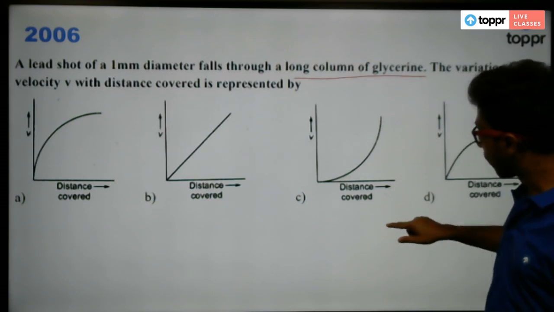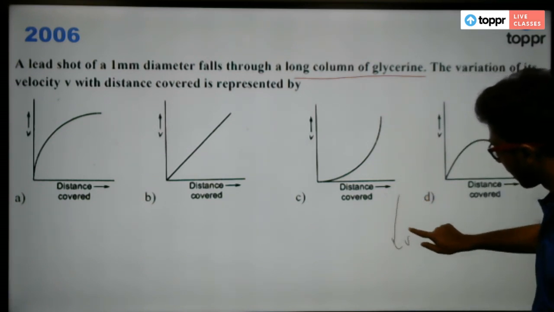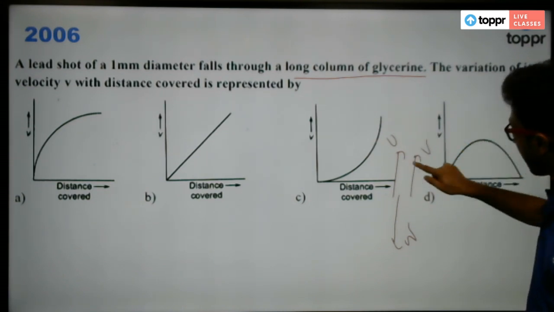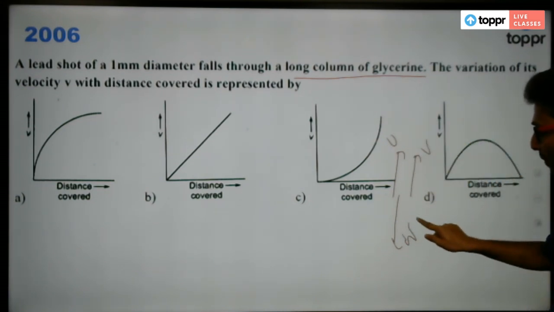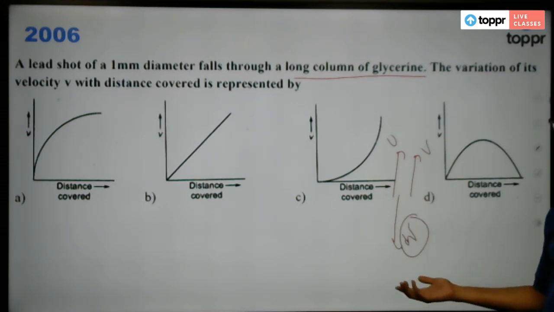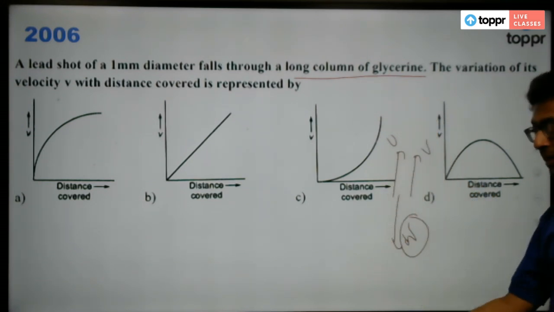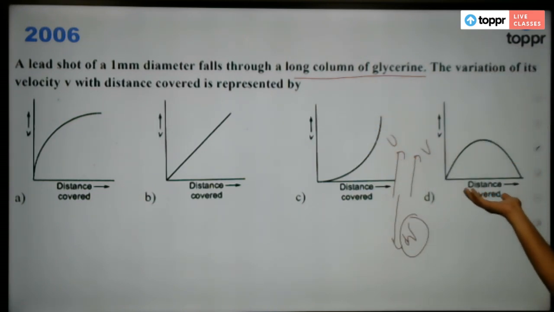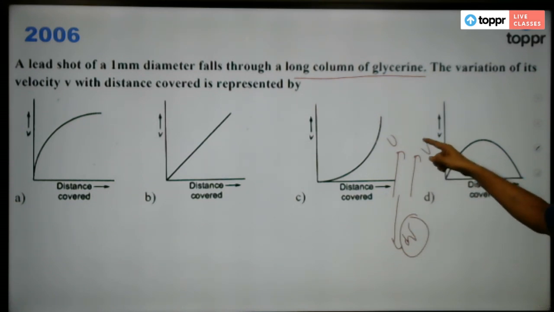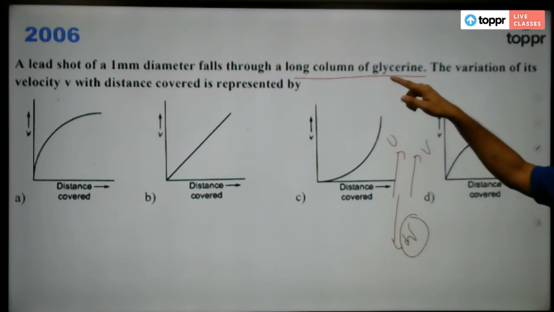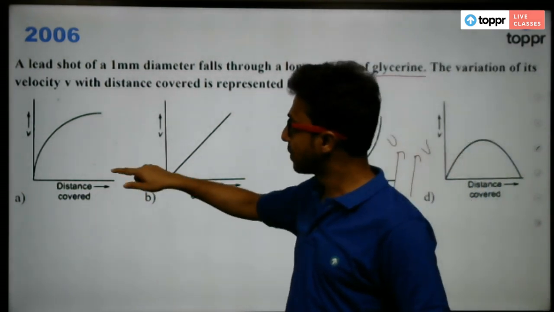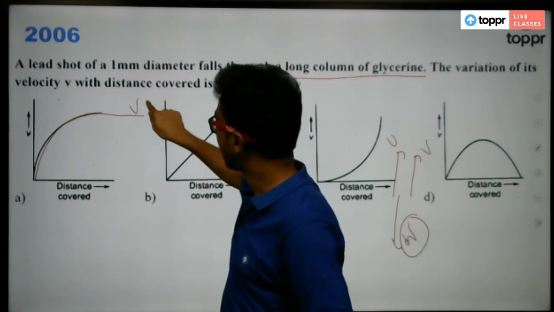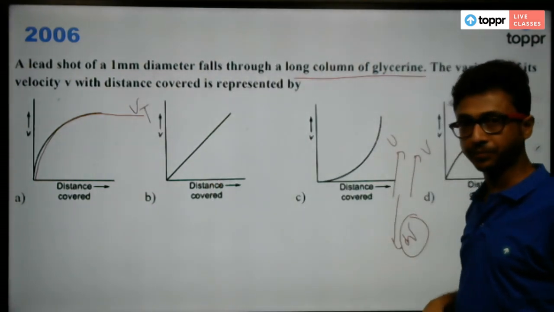So finally, what will happen when the upthrust and viscous drag balance the weight? There is no net force, right? The body goes on falling at the same speed. So you just have to find out the graph. What will be the graph? As it is reaching the terminal velocity, it means the velocity will be constant after a certain time. So yes, after a certain time, velocity will reach a constant, which is the terminal velocity. Clear?